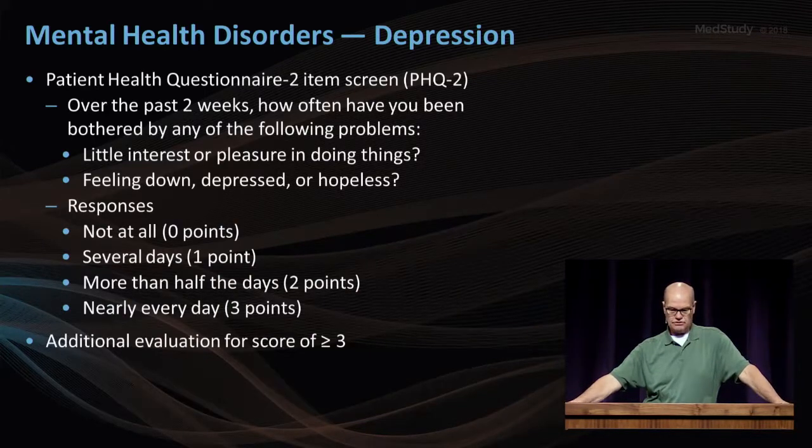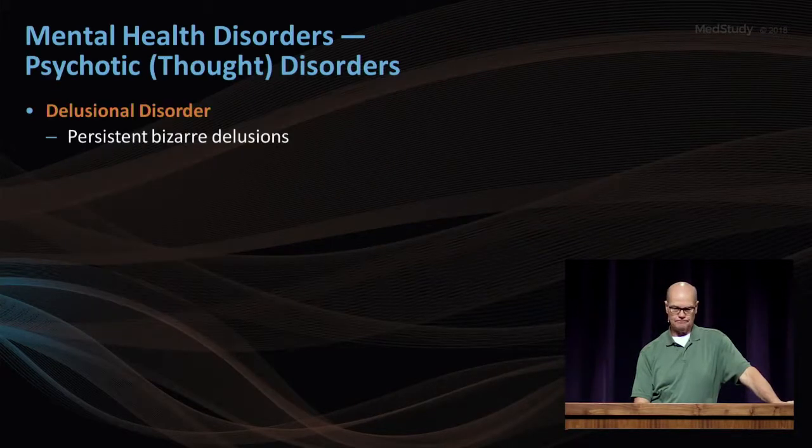And if you have a score of at least 3, then you need to look further into evaluating and perhaps treating this individual. But for your boards, know that you screen every year between 11 and 21 based upon not only the child, but the child's environment and the parental history.